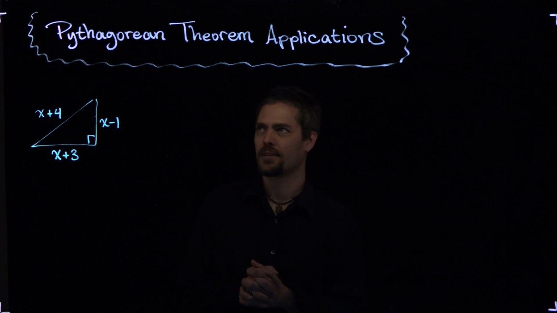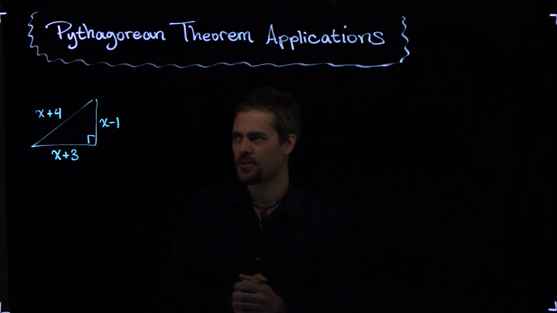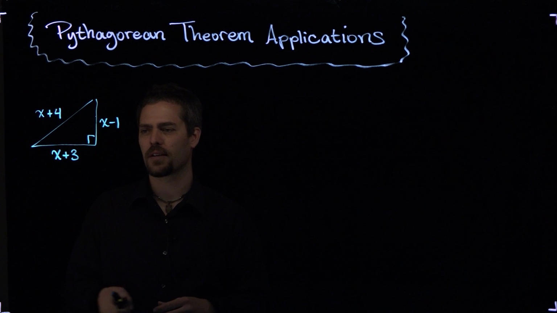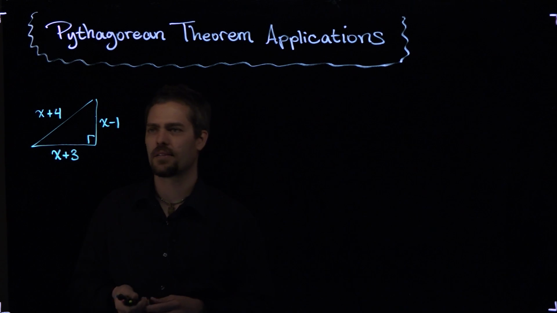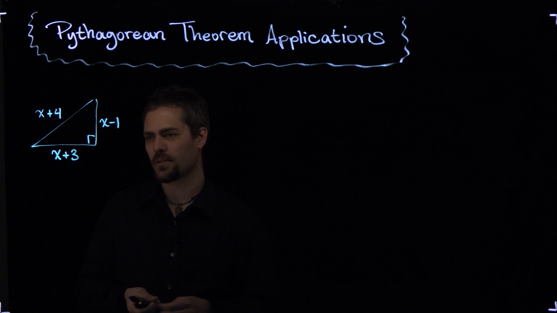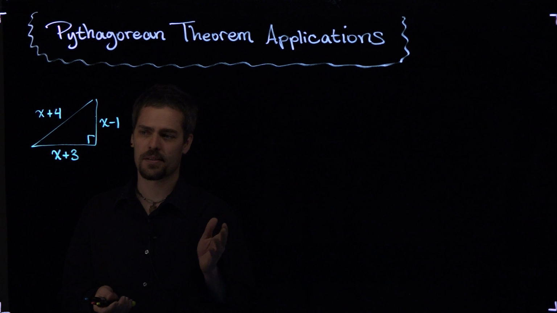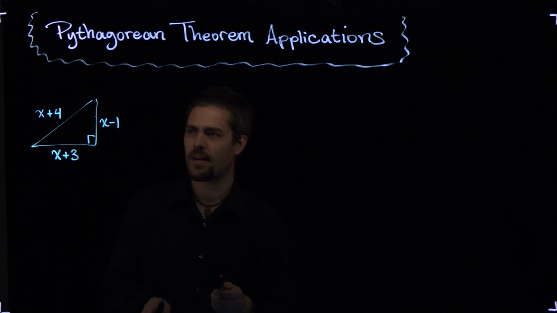Okay, we're back using Pythagorean Theorem applications with kind of algebra constructs. And so let's take a look at this triangle that I have up here, a right triangle. And I've got an unknown length and side lengths named in terms of that unknown length, and I want to find the unknown length. Well, again, I can use Pythagorean Theorem, a squared plus b squared equals c squared, and just see how it comes out.